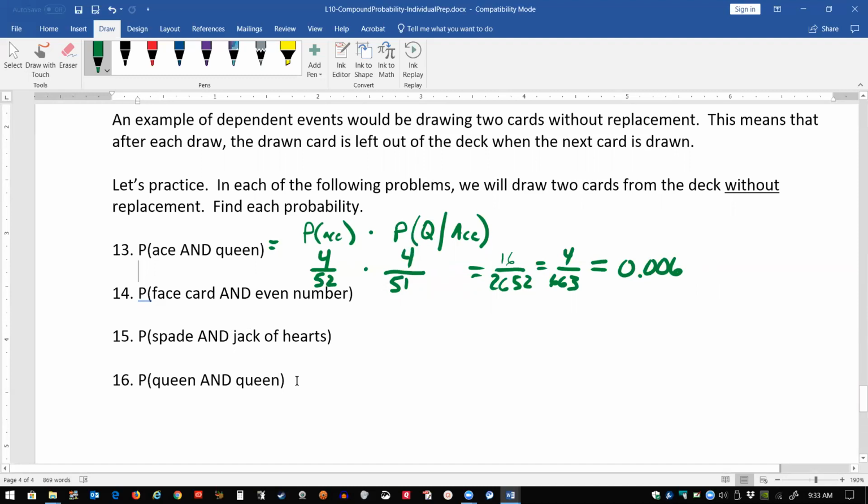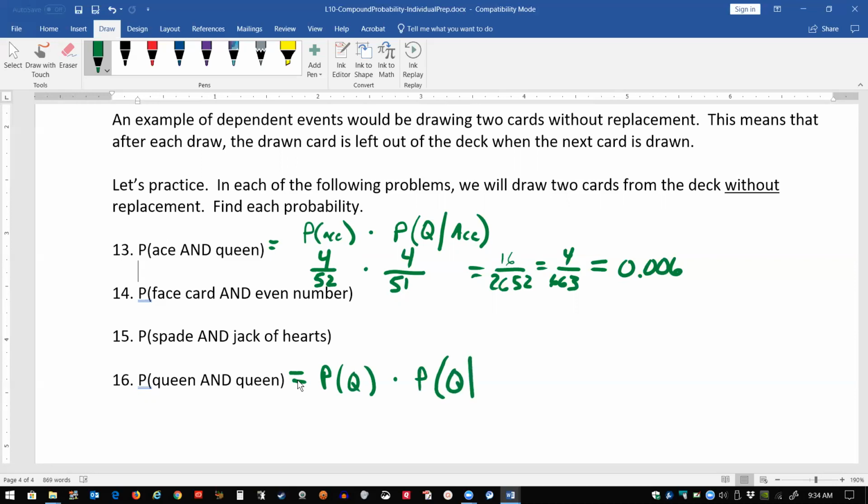Let's look at 16, and we'll do that one together just because that gives us kind of an interesting scenario. So in this case, same thing. I'm not replacing the first card, but I want to see if I draw 2 cards that I get a queen and then another queen. Make sense? So we find the probability of getting a queen, then multiply it by the probability of getting a queen given that I got a queen the first time. Okay, and didn't replace that, right?